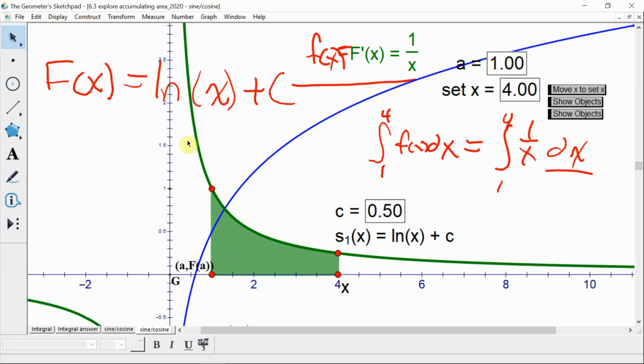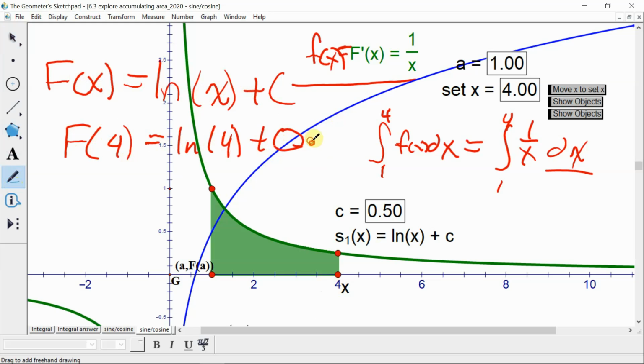Now you could say, okay, what if it does have the 0.5? It doesn't matter, so let's do that. So I want f of 4. So we would write natural log of 4 plus c. Do I know what c is? Well, it's 0.5 in this case, so if you want to write that, you could. Then find f of 1. So that would be the natural log of 1 plus 0.5.